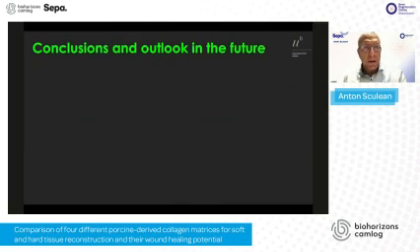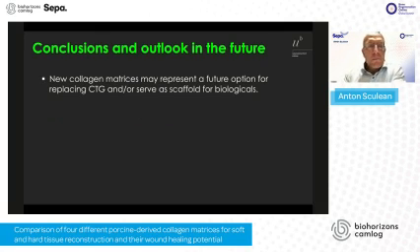So let me come to my conclusions. I think that we have data to conclude that new collagen matrices may represent a future option, either for replacing autogenous tissue in certain cases, but even more to serve as scaffolds for biologicals, or maybe even for cells. I think that's very important.